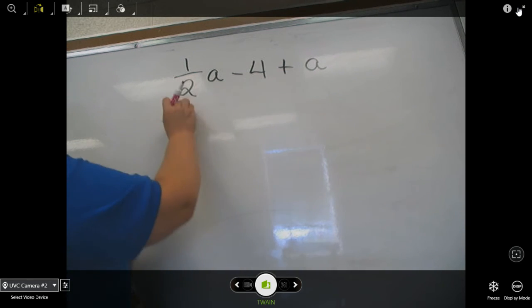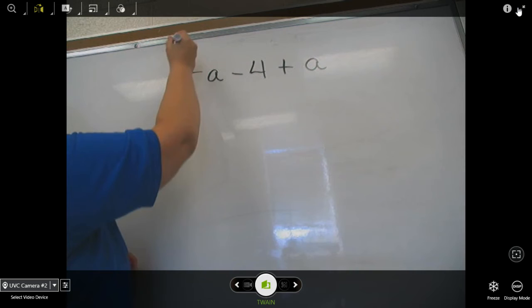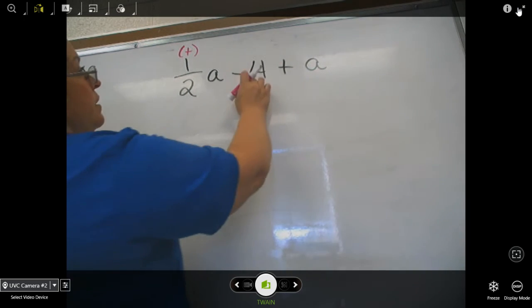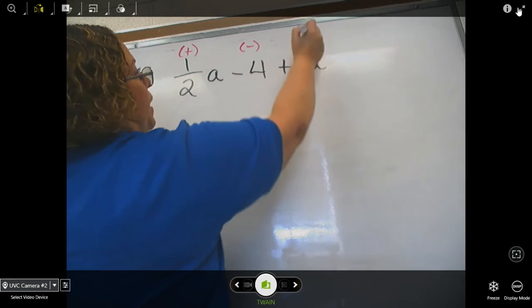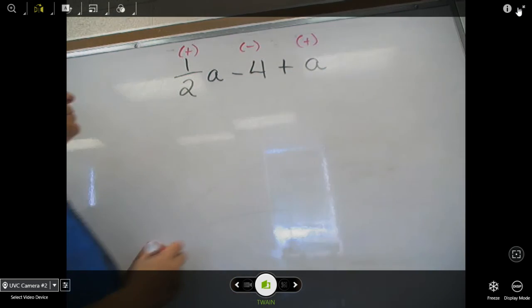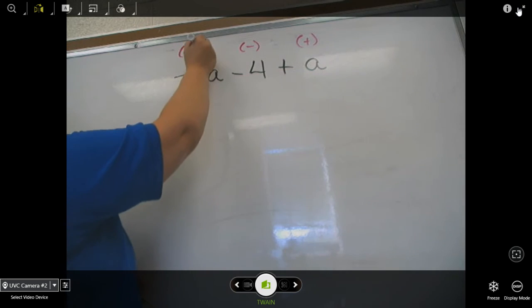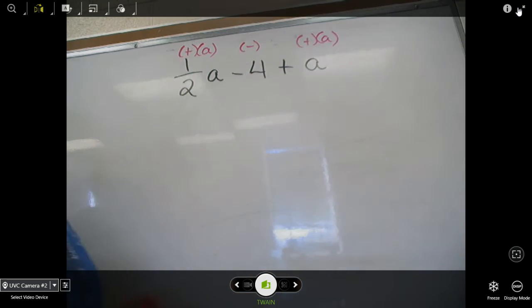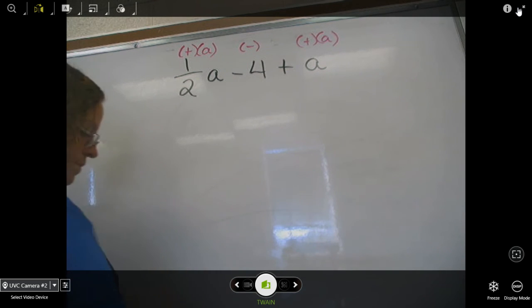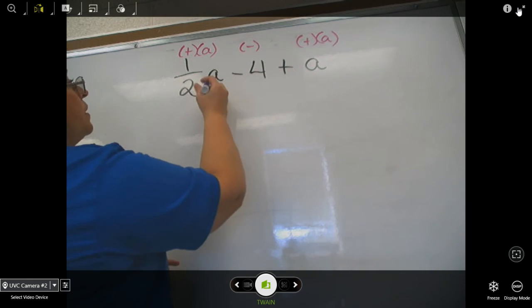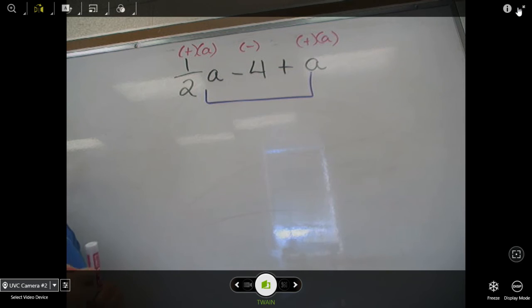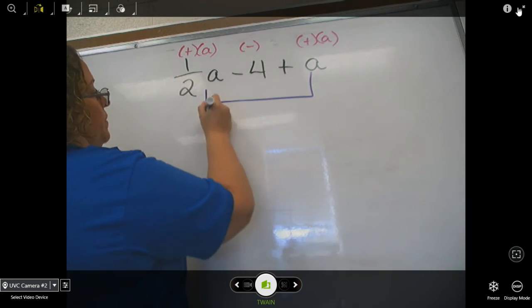What's my sign on 1/2? Remember, if I don't see anything, it's understood to be positive. This is negative. This is positive. This is an A, nothing, A. So there's only two things I have to combine here, right? It's these two pieces right here, the only two things that get combined. That's going to be step one.